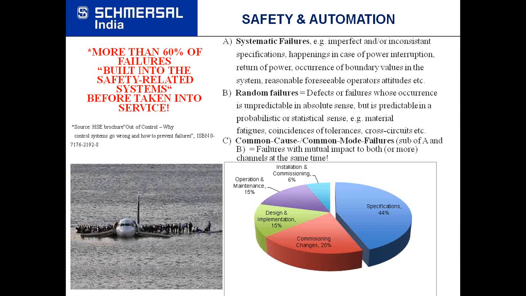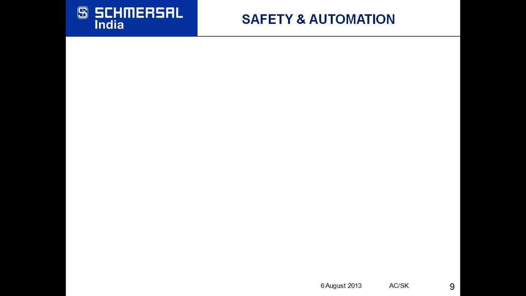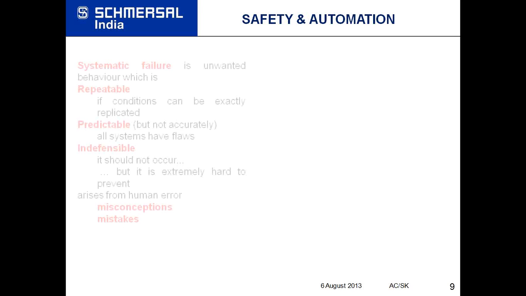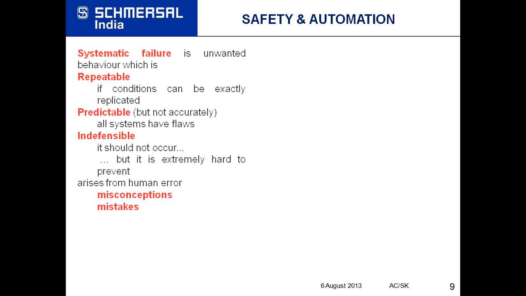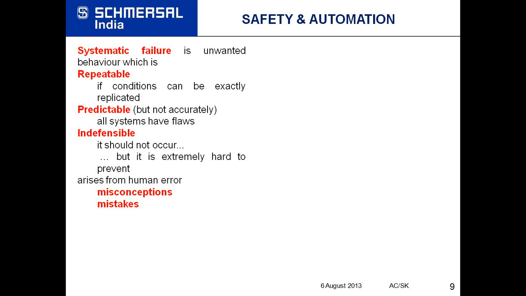Okay. Coming to the systematic failure further, systematic failure is unwanted behavior which is repeatable, predictable, and indefensible. It should not occur, but it is extremely hard to prevent, and it arises from human error due to misconceptions or mistakes.